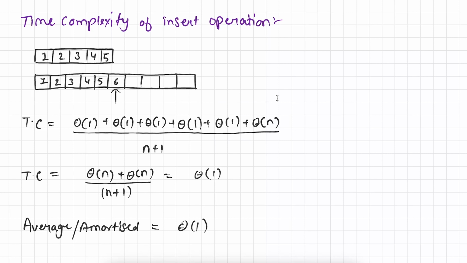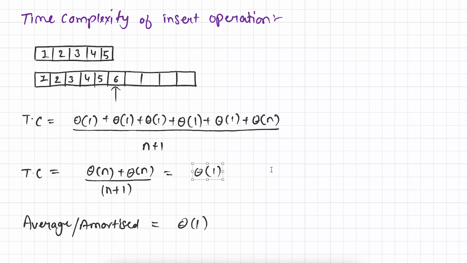But here is the catch. If we compute the overall time complexity of all the add or insert operations, we can calculate it using the sum of all the time complexities divided by the number of elements. Okay, so here theta 1 five times, plus theta n, divided by n plus 1, and if we solve this we get theta of 1. So this means even if we add the element at the last, in the middle, or in the first, the average and amortized time complexity of these operations is going to be theta of 1.